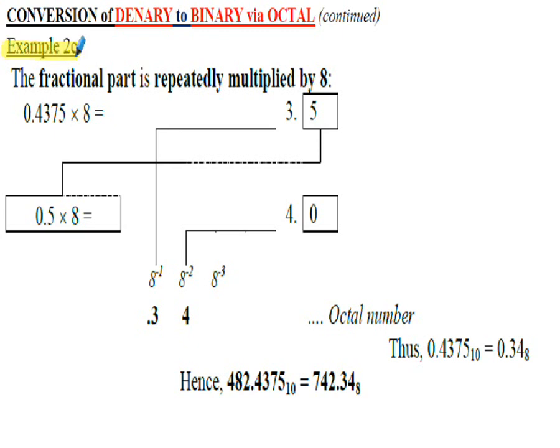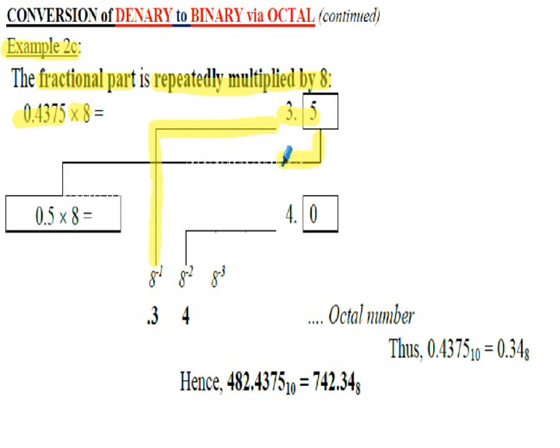Example 2c continued. We're now considering the fractional part of a number, and we're going to repeatedly multiply it by 8 and use the integers to form the octal number. So given a fractional number of 0.4375 on the previous slide, we multiply that by 8. It gives us a value of 3.5. We write the integer 3 under the column heading of 8 to the minus 1.